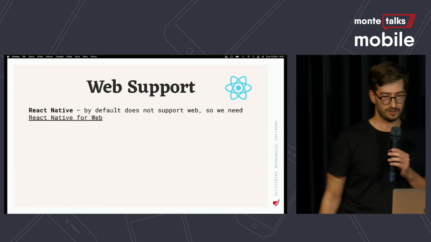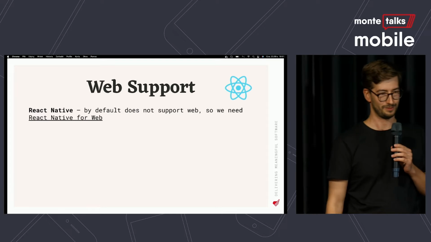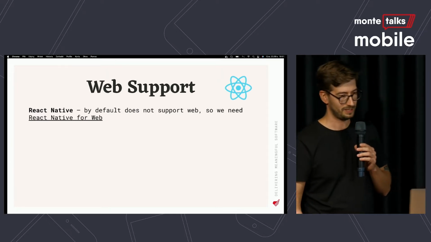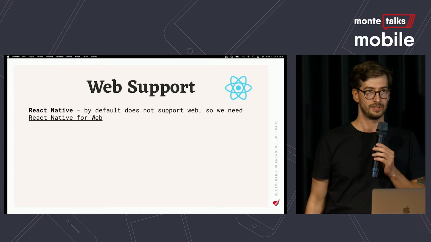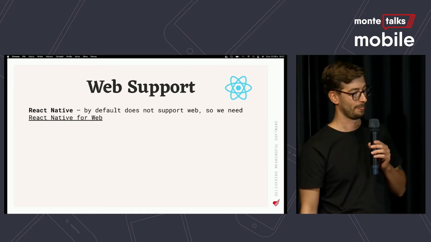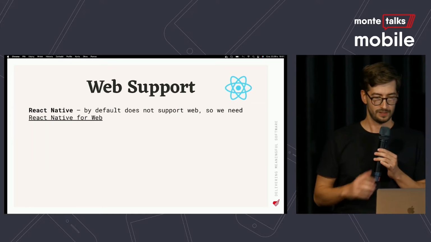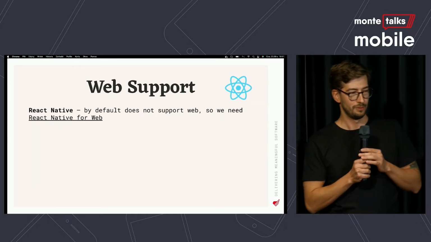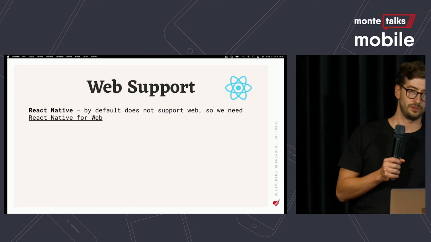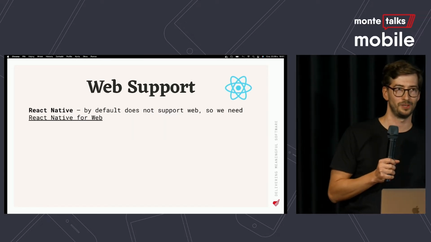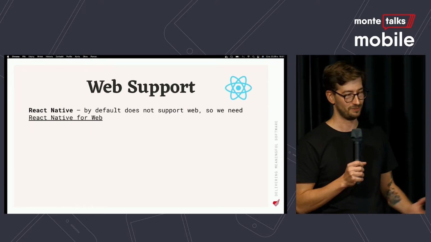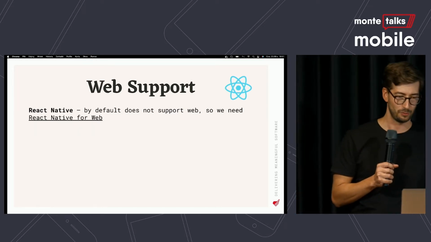Yeah, and let's go to the most important part of this presentation, let's say. So how does web support work in these technologies? First, React Native. React Native by default does not support web. So if we install React Native, we don't have any option to have a web app by default. But we have something like React Native Web.